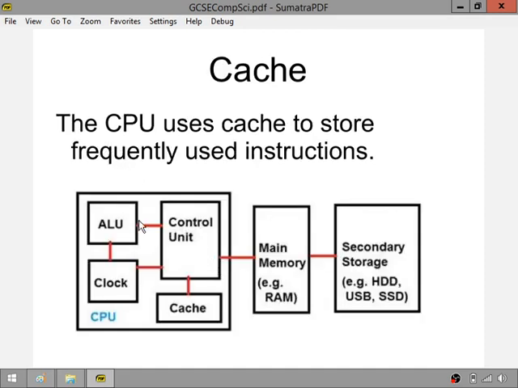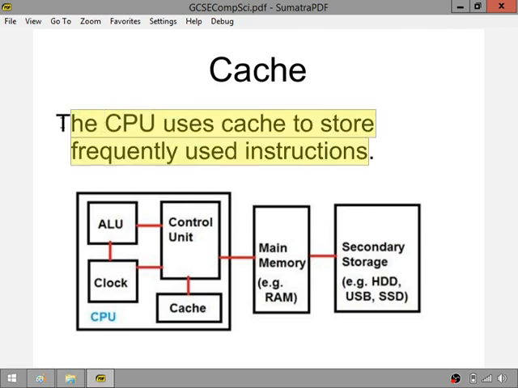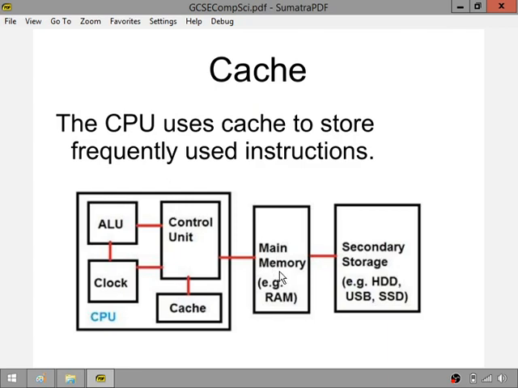Okay, next we'll talk about cache. So cache memory is this little doohickey down here. The cache is used to store frequently used instructions. Now that doesn't make an awful lot of sense out of context. So what I'll do is I'll compare the cache to the main memory. So the main memory is used for storing currently used programs on your computer.